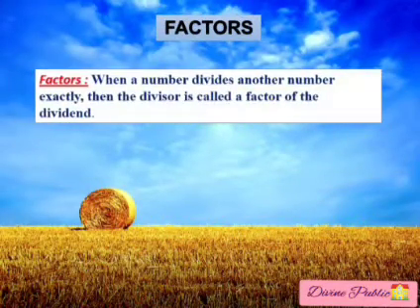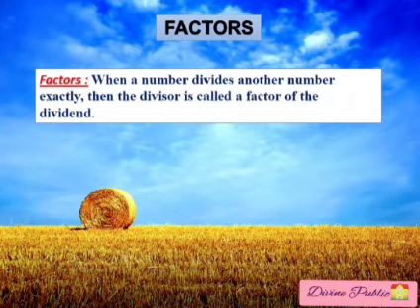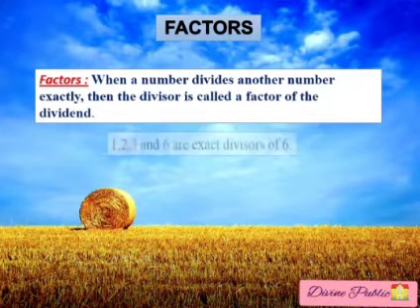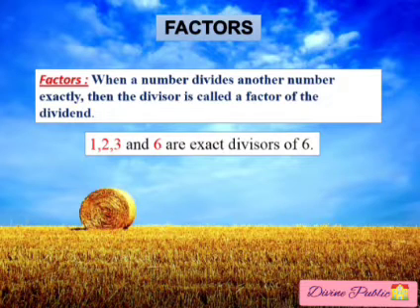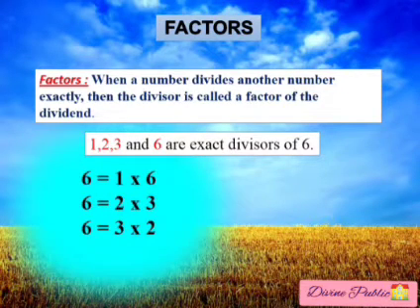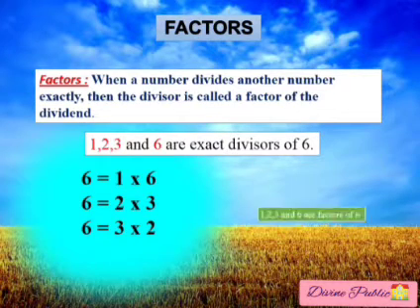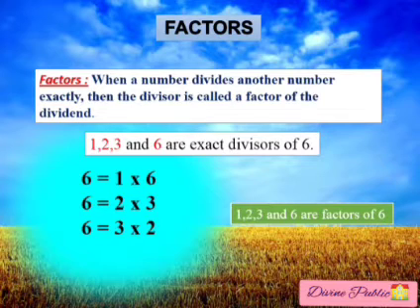When a number divides another number exactly, then the divisor is called a factor of the dividend. For example, 1, 2, 3 and 6 are the exact divisors of 6. Means 6 equals 1 into 6, 2 into 3, 3 into 2. It means 1, 2, 3 and 6 are factors of 6.